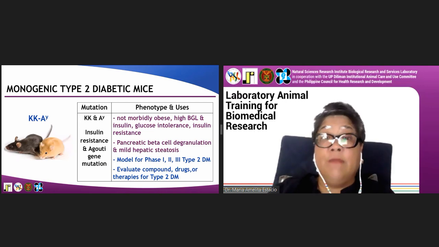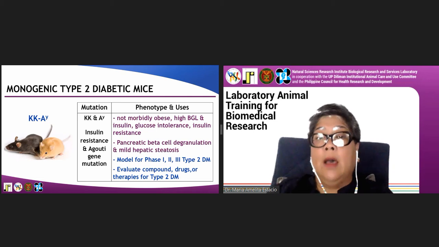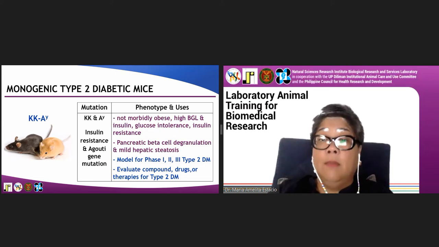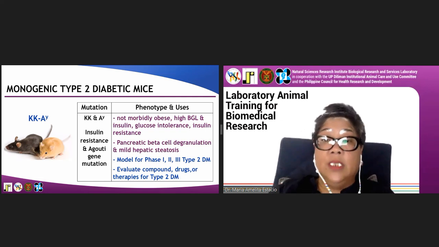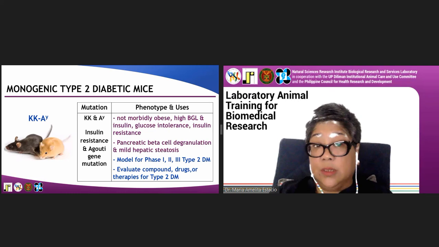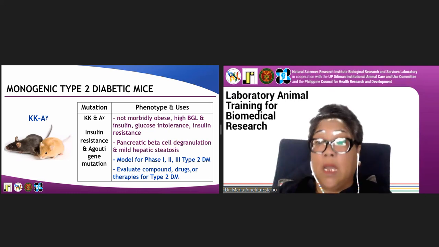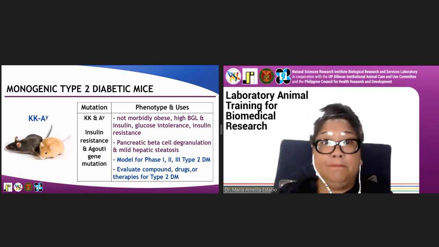The reason for this is because the mutation causes pancreatic beta cell degranulation. So it's a pathology causing non-functionality of the pancreatic beta cells. The mouse also develops mild liver steatosis, or fat accumulation. This is also a very good model for phase 1, phase 2, and phase 3 type 2 diabetes mellitus. So you can also use this to evaluate compounds, drugs, or new therapies for type 2 diabetes mellitus.